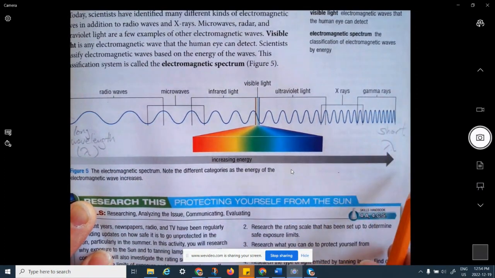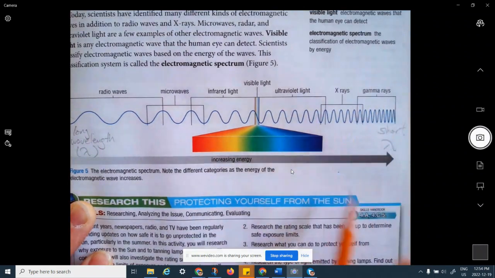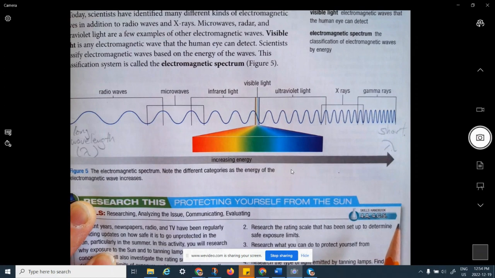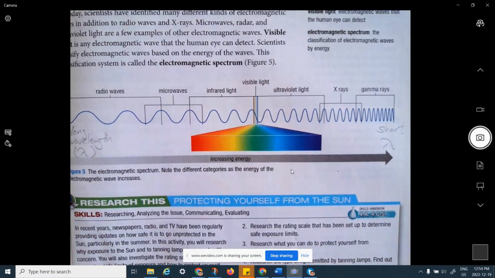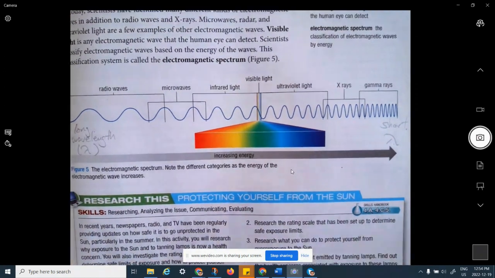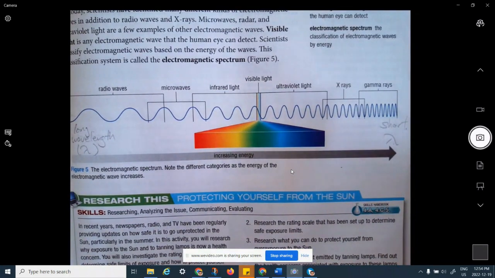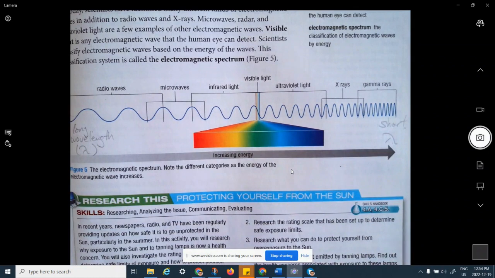But if we ever ask which one has the most energy, it will be the gamma ray ones. Think Hulk. If you know anything about Hulk, he became Hulk by exposure to a large amount of gamma rays. So, high energy.